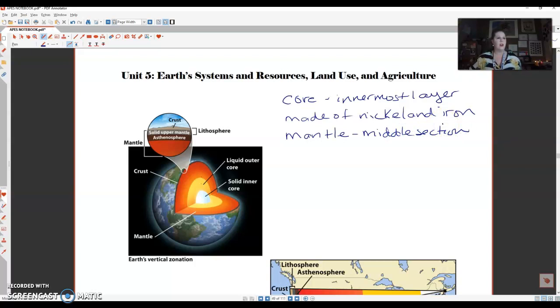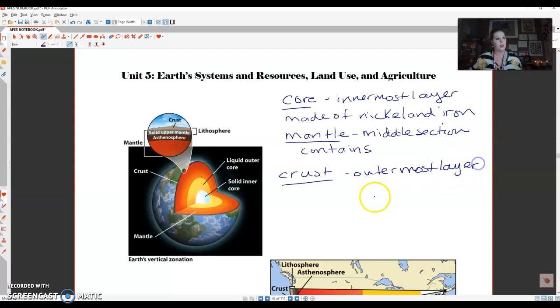Now the mantle is where we have basically the movement of the magma. It contains magma. And I'm going to show you guys a picture that's going to illustrate how the magma moves inside the earth. And it's going to be those convection currents that we learned about last semester. So we have the core, we have the mantle, and we have the top layer, which is the crust. The crust is obviously the outermost layer.